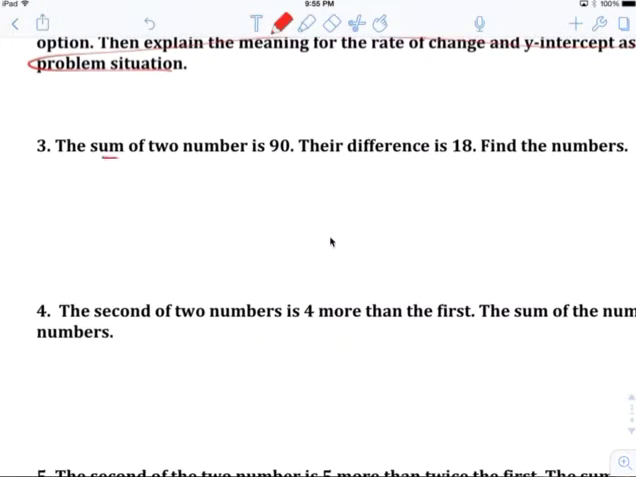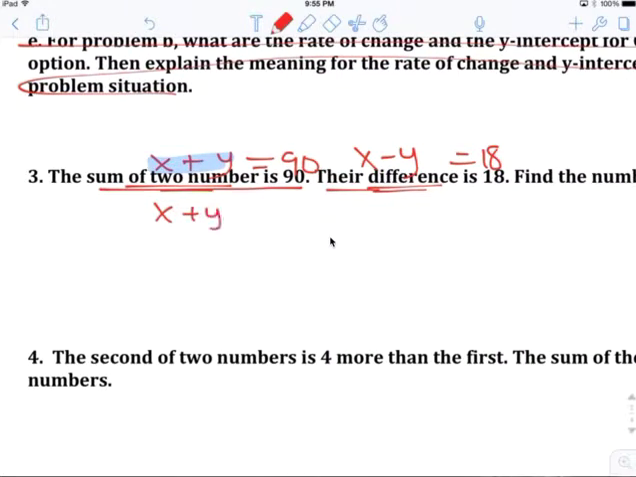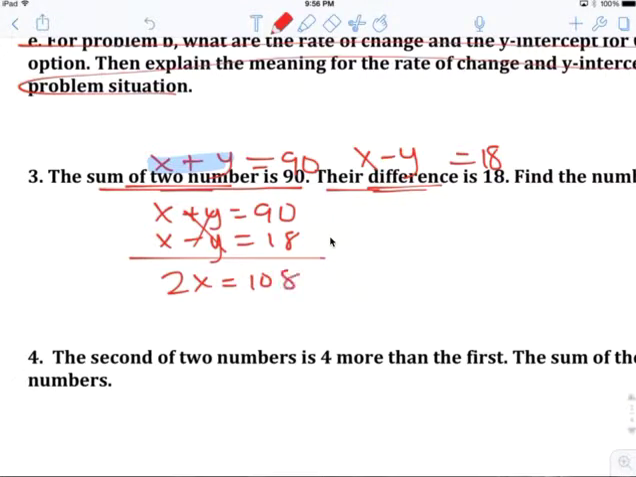Okay, here, the sum of two numbers is 90. We don't know the two numbers, so we give them x and y. Sum means to add: x plus y equals 90. Their difference, x minus y, difference means subtract, equals 18. Find the numbers. So x plus y equals 90 and x minus y equals 18. Then you eliminate: 2x equals 108. Divide by 2, you get 54.